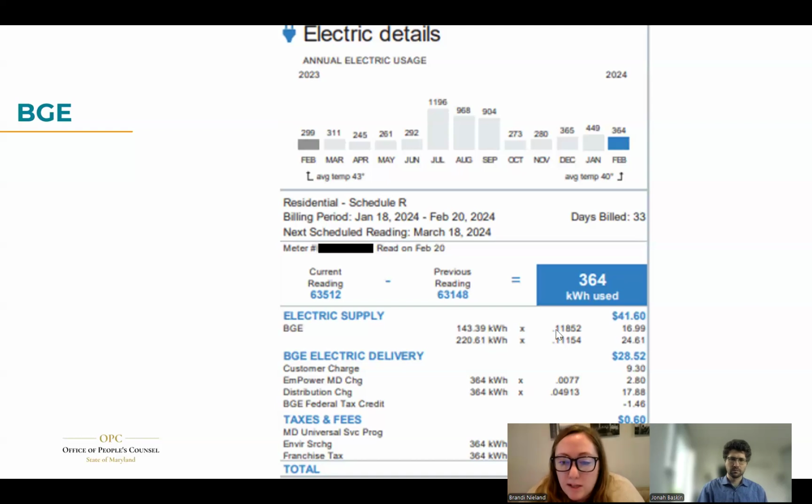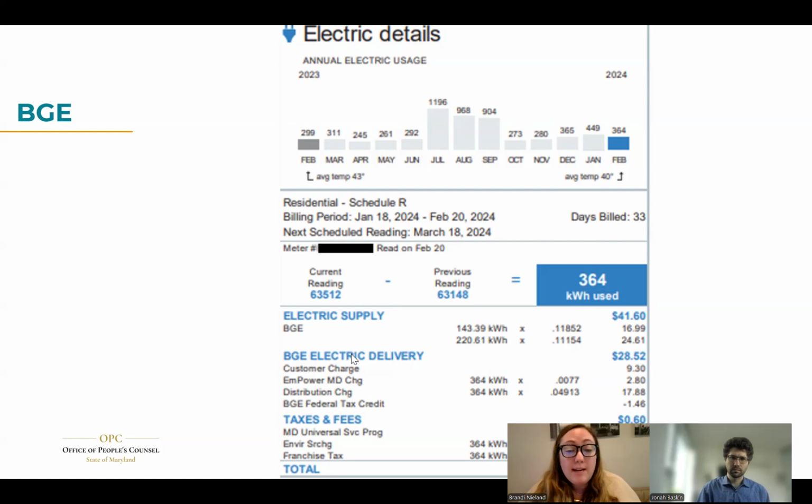So like in this example, it's 11852 versus 11154. So it actually went down. So for your first 143 kilowatt hours of the 364, you're charged at this rate. And then like I said, there was a change. So then the rest of it, the 220, you're charged at this rate. So if there's two lines, that's what it's for.